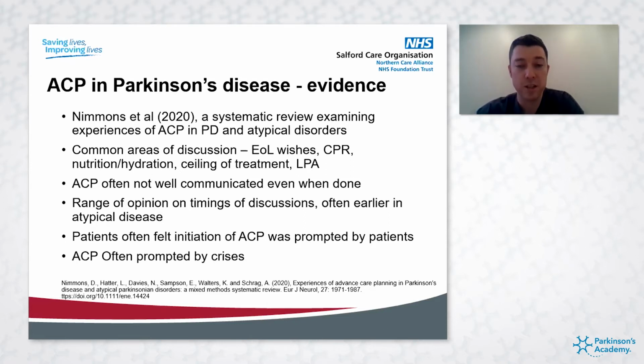And of the patient and service studies that they looked at, a number of them suggested that it could be done earlier in atypical diseases, as you might expect with that shorter prognosis. Patients themselves in some of the studies seemed to suggest that advanced care planning was often prompted by them rather than by healthcare professionals. And again, as you might expect, it was often prompted by crises and things like hospital admission.